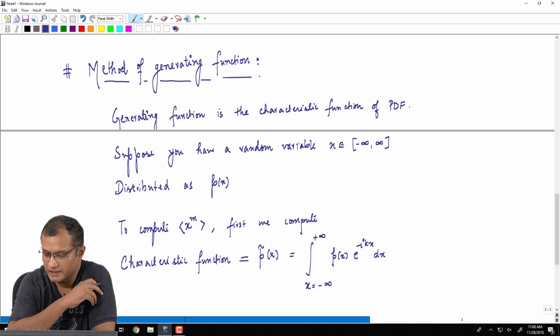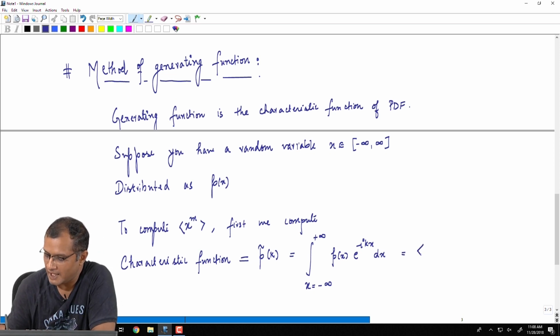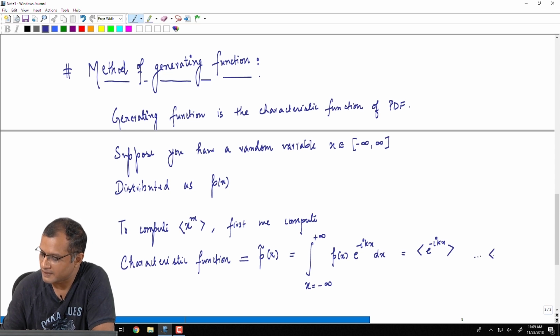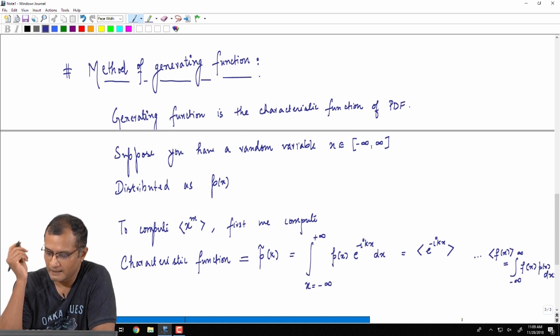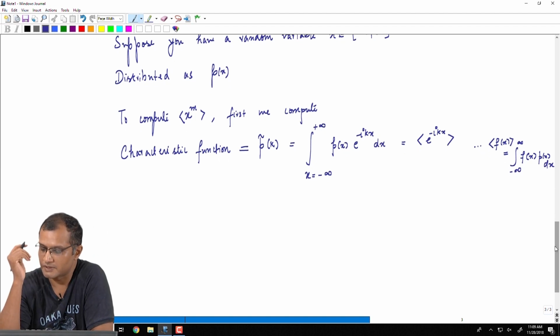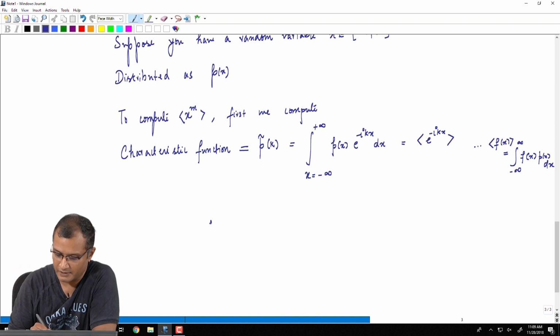Now, if you look at the definition of the average of a function, this is nothing but the average value of e raised to minus i k x, since we are using the definition that a function's average is given as the integral from minus infinity to plus infinity of the function times P of x dx. So, this characteristic function is nothing but the average value of the complex exponential e to the power minus i k x.